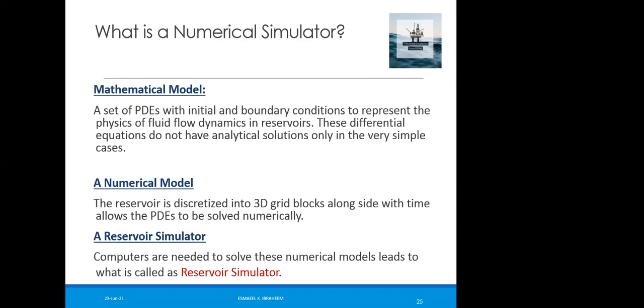Let's speak about the numerical simulator. What is a numerical simulator? It's a mathematical model, a numerical model, and a reservoir model. There are three models within the numerical simulator. A mathematical model is a set of PDEs with initial and boundary conditions to represent the physics of fluid flow dynamics in reservoirs. These differential equations do not have analytical solutions except in very simple cases.